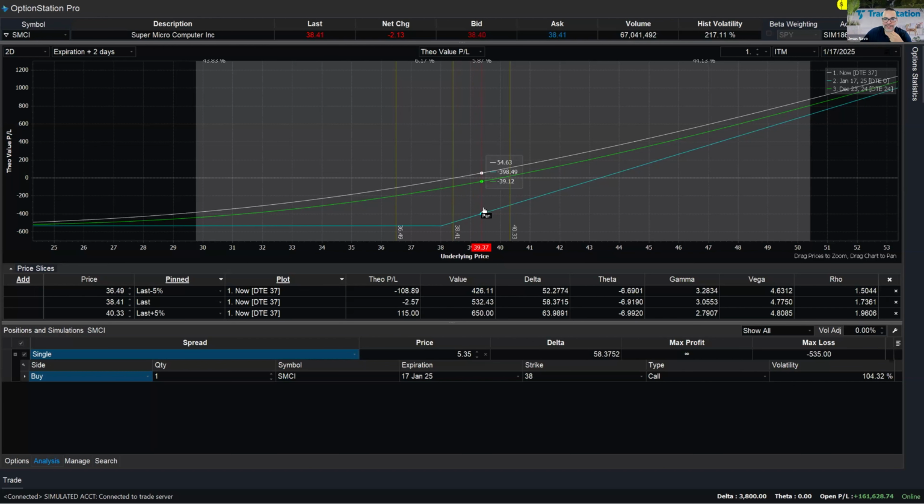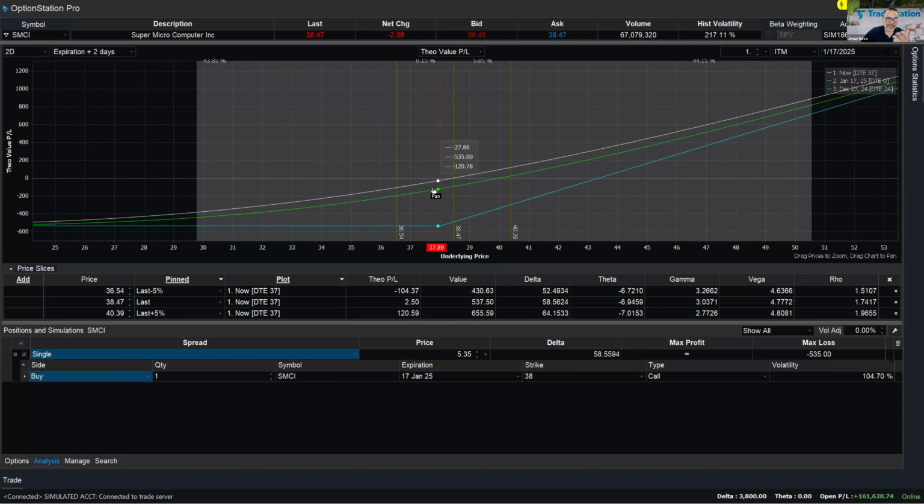Now, the three lines that you see here in the graph are the value of this options position at different times. The blue line is at expiration. Do we know what the expiration date is? Right here, January 17th. You see the expiration over here on the top right corner.